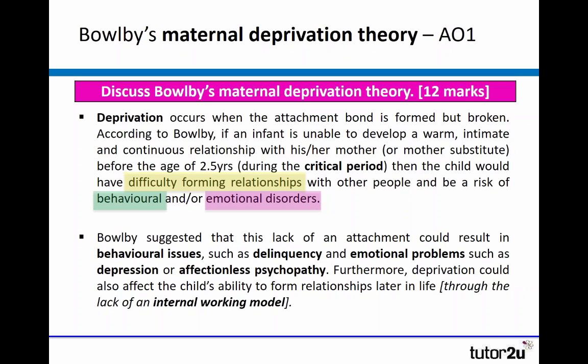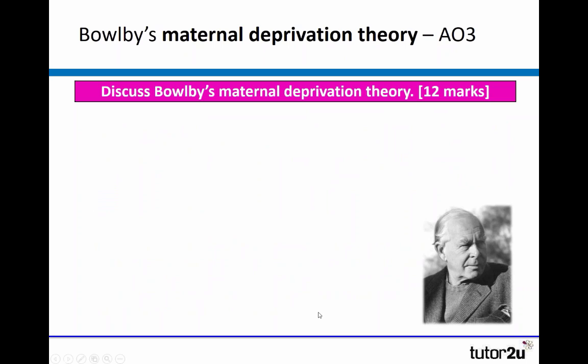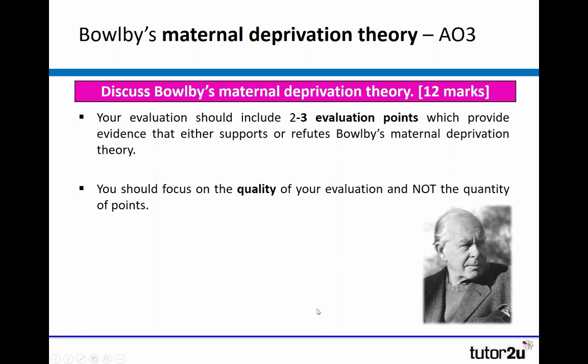I can see someone's already mentioned what we're going to go on to use for our evaluation, the juvenile thieves study, which is great. So this is your AO1. We're focusing on the negative effects to children if that attachment bond is broken. As I mentioned before, we're aiming for, again, 3 evaluation points, and this time we're going to look to include Bowlby's research on juvenile thieves.